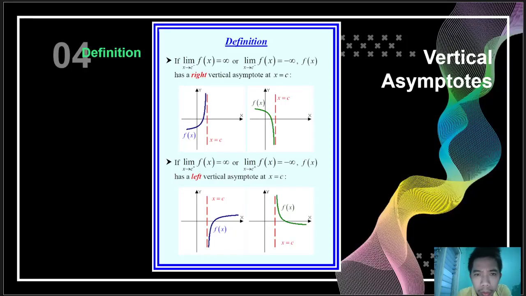Okay, so let's go now to vertical asymptotes. We have this definition. If a one-sided limit of f of x as x approaches c minus is equal to infinity, or if the limit of f of x as x approaches c plus is equal to negative infinity, then f of x has a right vertical asymptote at x is equal to c. Now, for example, this graph, this is the function.